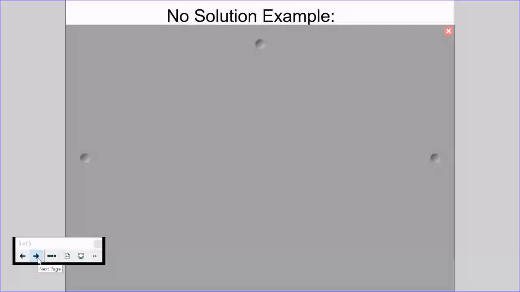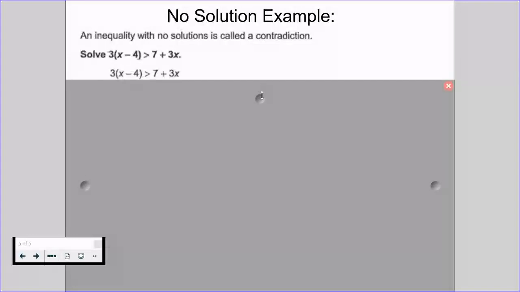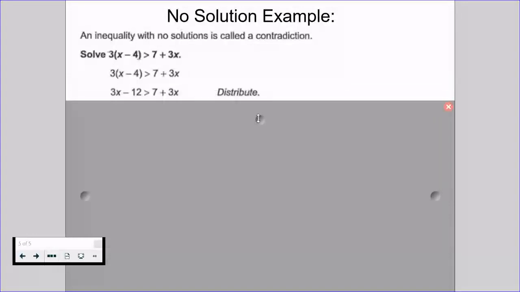But let's look at the opposite of that. Let's look at an example when it comes to a no solution. So let's say we have this inequality. 3 times the quantity x minus 4 is greater than 7 plus 3x. Just like equations, we want to simplify both sides. We can't do anything on the right-hand side with 7 plus 3x. Those are not like terms, but we can distribute that positive 3. So we get 3x minus 12 is now greater than 7 plus 3x.